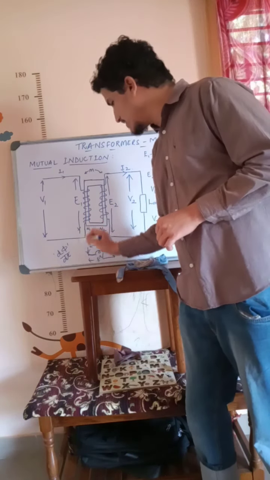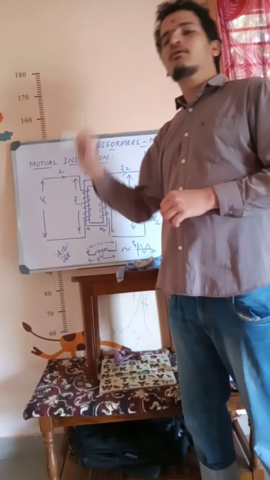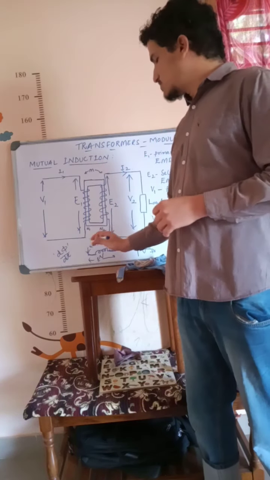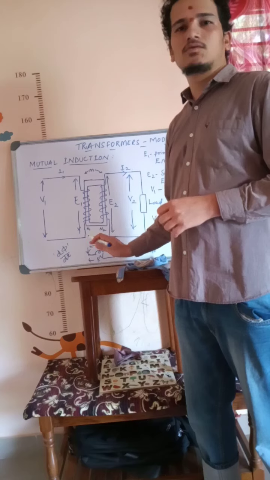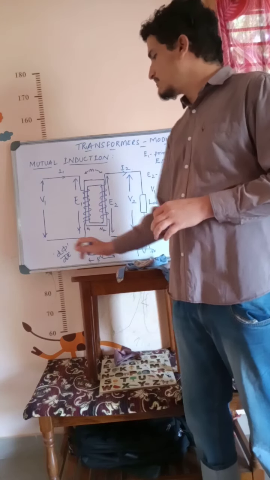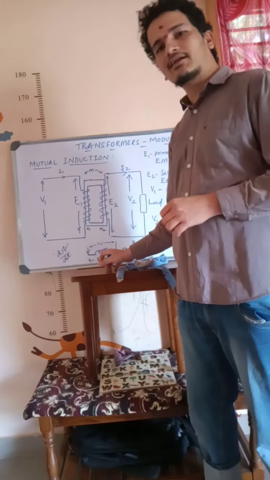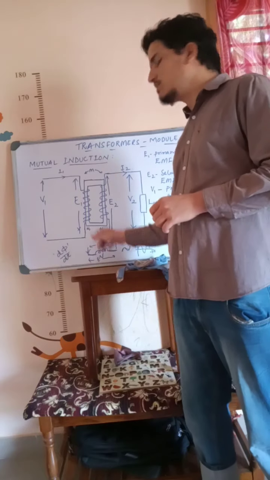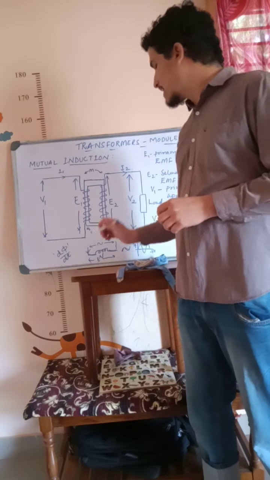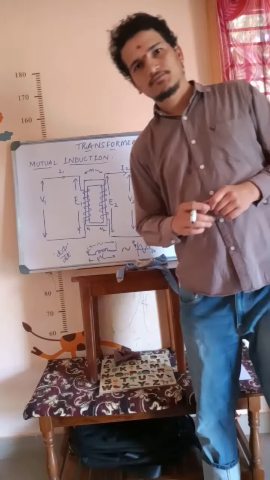If it is not varying with respect to time, if it is a constant flux, no EMF will be induced. That is the first law: whenever a magnetic flux linking with a coil changes with respect to time, an EMF is induced.